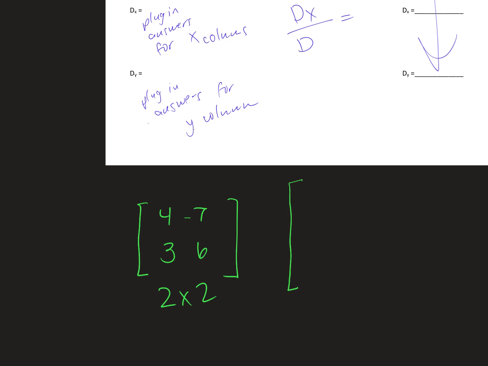No, hold on. This one, when we're doing 2 by 2, is it row and then column, or row by column, or is it column by row? Hold on.